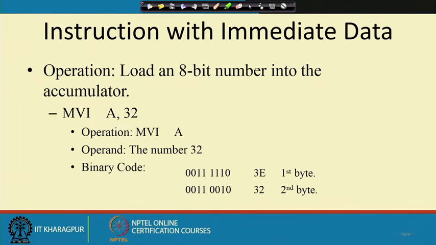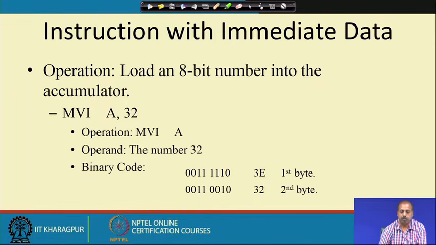Like I have already said, MVI A comma 32. If you consult the manual of 8085, you will see that this is the code for the MVI instruction, a hexadecimal number. Here 32 is the number in decimal. The opcode part is 3E, the hexadecimal number corresponding to the opcode MVI A, and then the next number should be 32, the corresponding binary coding. So, the first byte is 3E in hexadecimal, the second byte is 32 in hexadecimal. That way it is a 2 byte instruction.